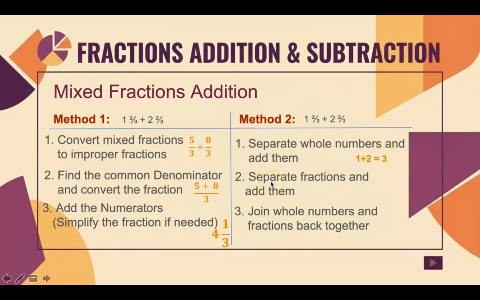And then let's move on to step 2. Separate the fractions and add them. So 2/3 plus 2/3 equals 4/3. However, we can simplify this to 1 1/3. Now, let's move on to step 3. Join the whole numbers and add the fractions back together. 3 plus 1 1/3 equals 4 1/3. Both methods gave us 4 1/3 for our answer. You can use any one of these methods to solve mixed fractions addition.